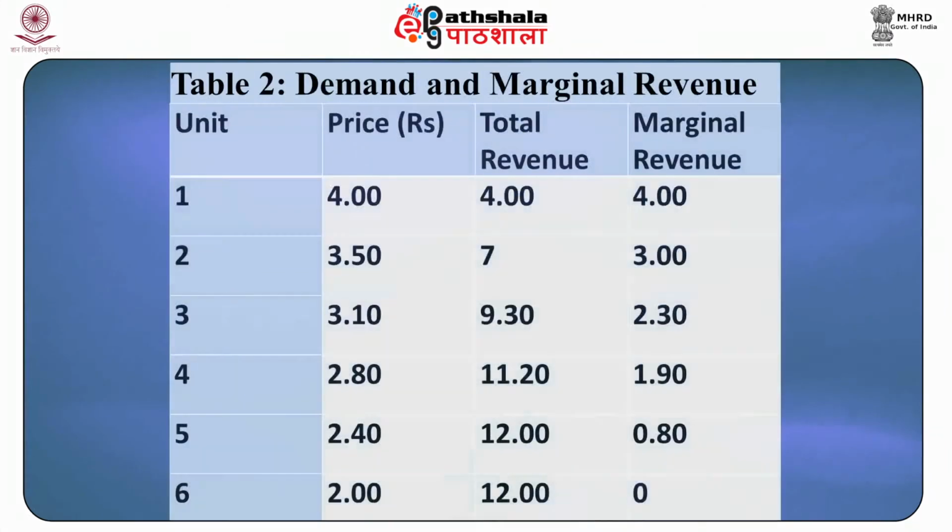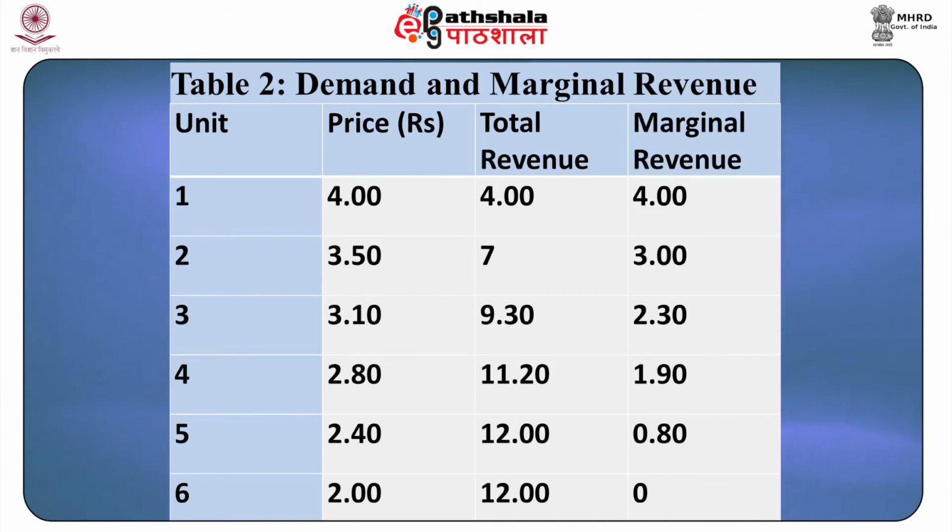So, the MR curve begins at the same point on the vertical axis as the demand curve, but thereafter it lies below the demand curve. This can be seen via the example in table 2 above. For the first unit in the table, P is equal to MR is equal to 4 rupees. Now, as the price is lowered to rupees 3.50, it is reduced for the first as well as second unit. So, MR for the second unit, that is the price minus reduction in price to sell this second unit, that is 3.50 minus 0.5 is rupees 3.